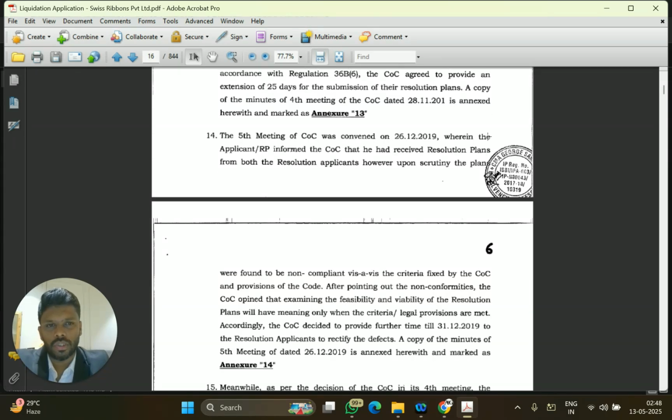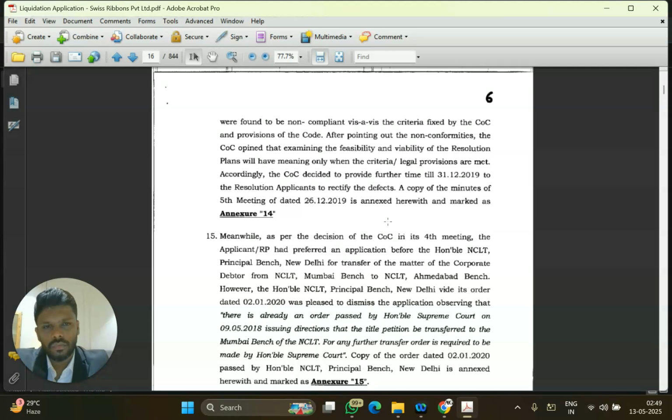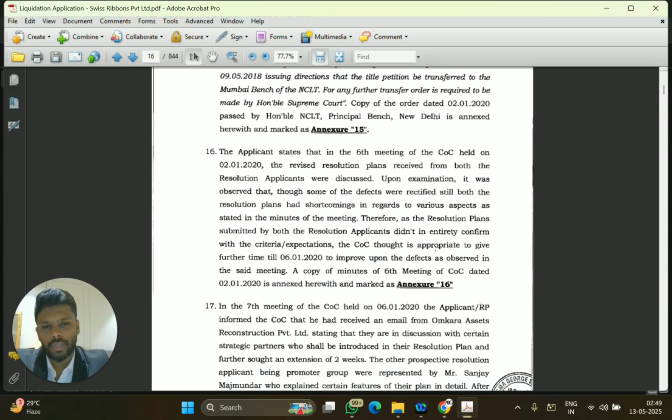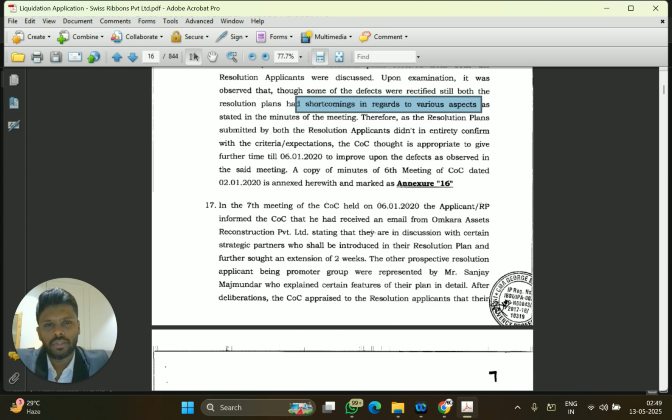Then the fifth meeting of the COC was convened when the RP informed the COC that he had received both the resolution plans. However, upon scrutiny, the plans were found to be non-compliant vis-a-vis the criteria fixed by the COC and the provisions of the Code. I had informed you too that the RP will only put the plans before the COC if they are compliant with Section 30 subsection 2 and the criteria fixed by the COC. So accordingly the COC decided to provide further time to the resolution applicants to rectify the defects. The resolution applicants were sent back and given an opportunity to rectify the defects. Again, there were some shortcomings in the plan.